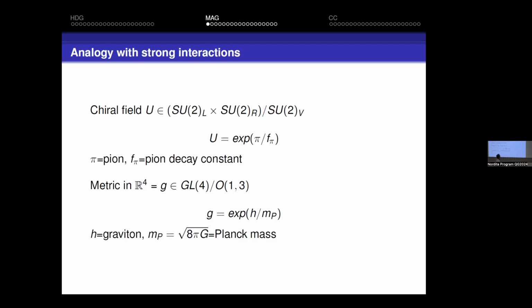The chiral field at low energy is the exponential of the pion field divided by some mass parameter, which is the pion decay constant. And now in gravity, we can parameterize the metric as the exponential of the graviton field divided by the natural mass scale of gravity, which is the Planck mass. Previously, I wrote that the metric is the background plus a fluctuation, but you can also parameterize it in this exponential way. It's better for the purpose of this analogy.